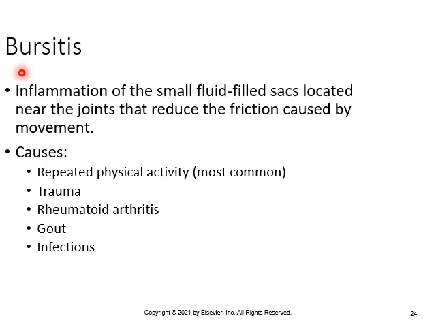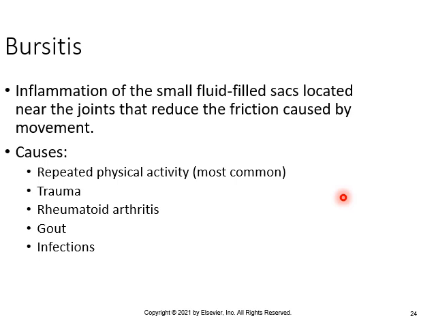Most commonly, these are caused by repeated physical activity. So it might be somebody that plays tennis, that is frequently swinging their tennis racket. They might get a bursitis of the shoulder. It can be caused by trauma, inflammation due to rheumatoid arthritis, gout, which would be an accumulation of uric acid, or other types of infections. But again, it's a relatively easy treatment and diagnosis.